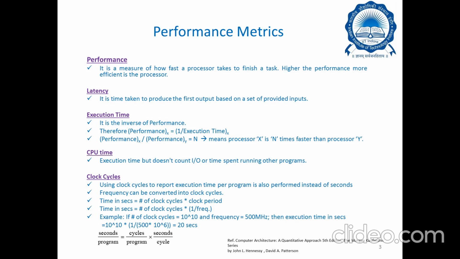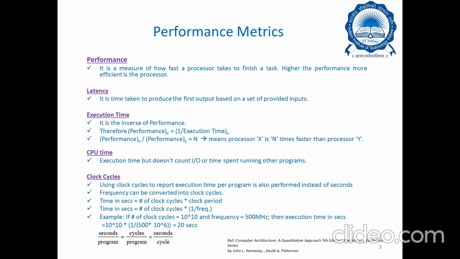Another very key parameter that is used is known as clock cycles. So using clock cycles to report execution time per program is also often used instead of seconds. The clock frequency can be converted into clock cycles. Therefore, time in seconds can be given as the number of clock cycles times the clock period, that is the clock duration, right?